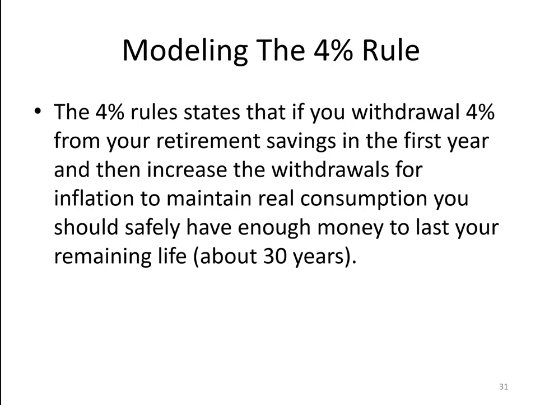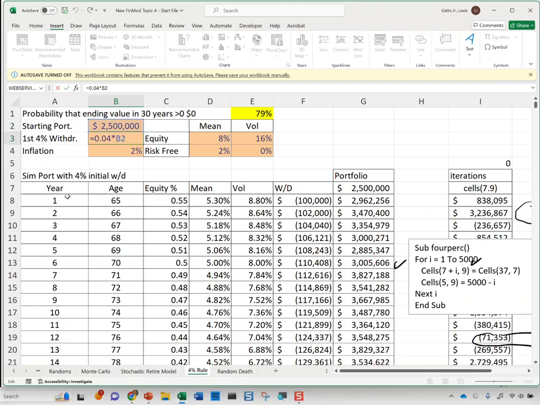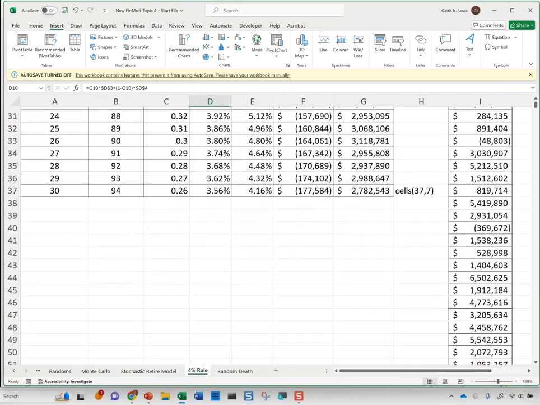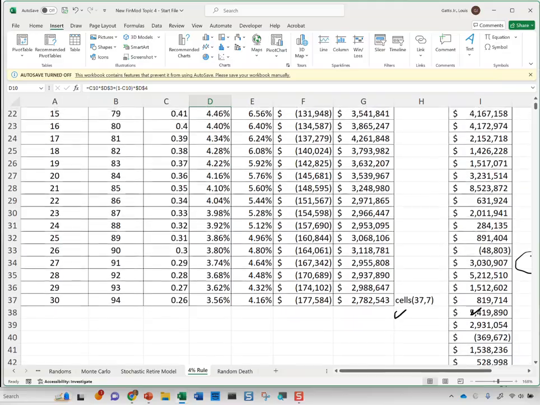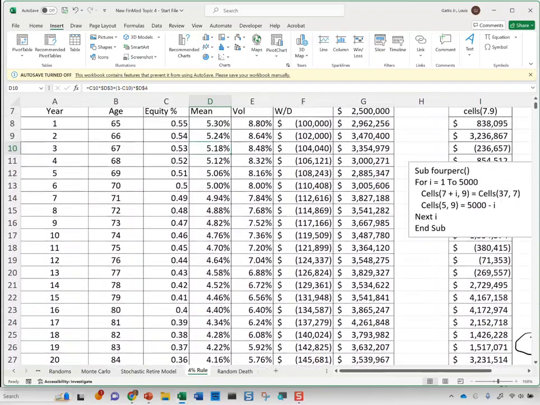So let's go to the spreadsheet and take a look. So I have this 4% rule. I have a real simple portfolio. You have $2.5 million. You are retiring at age 65. You're going to withdraw 4% of that, $100,000. Inflation's 2%. I've gone ahead and calculated that you're still going to have your portfolio invested using the 120 minus your age rule. So I have the mean and standard deviation of the portfolio all of your life. You can see it goes 30 years, out to age 94.